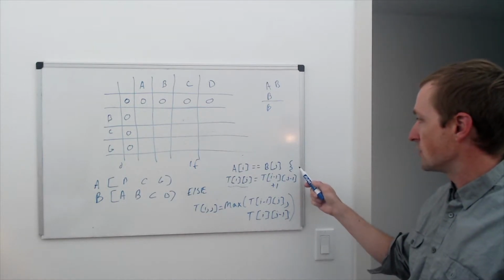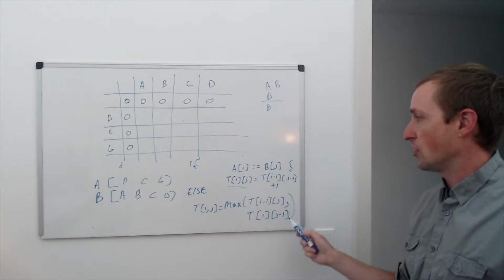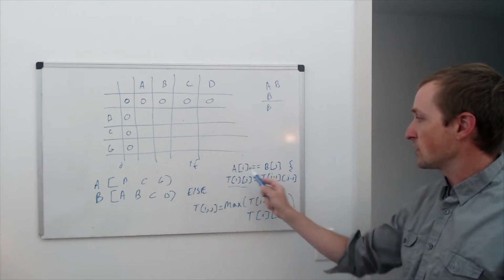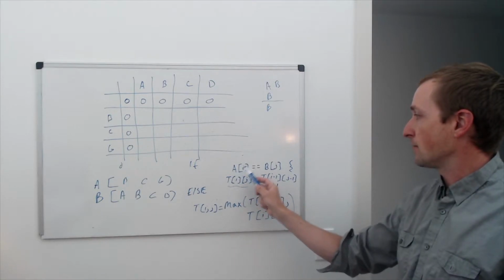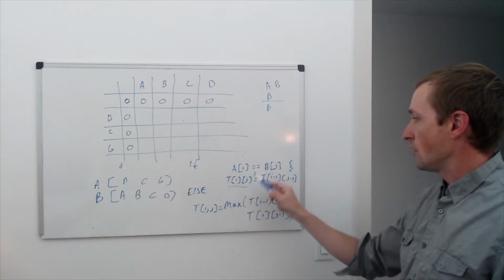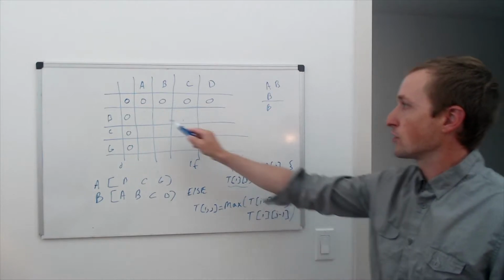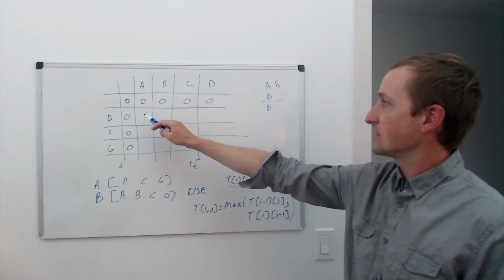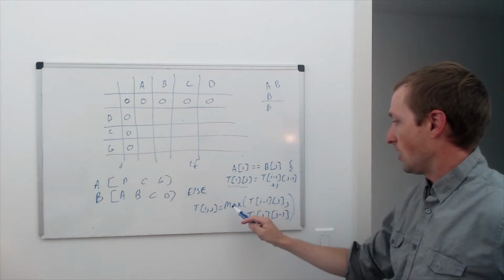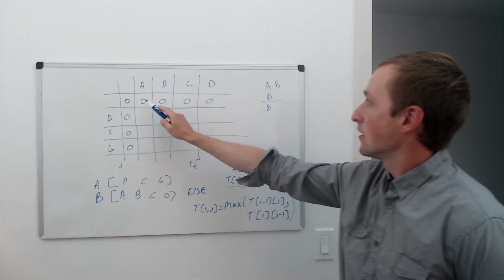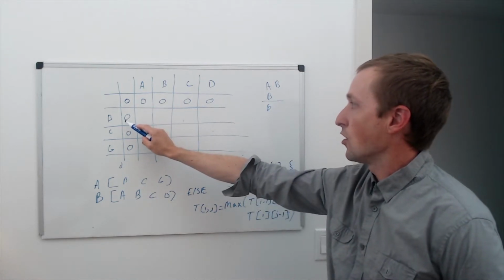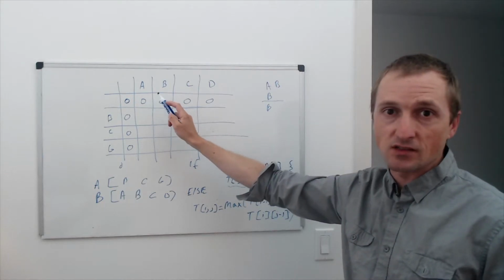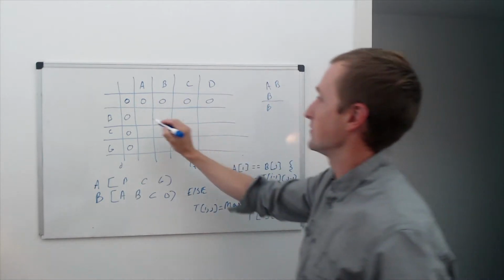So continuing on with this explanation of the equation here. You can see if the strings are equal, then what we do is we look at the previous row and column and we add 1. In this case, they're not equal, so we take the max of either the previous row or the previous column. You can see in both of these examples, it's 0 and 0. So the max of 0 and 0 is 0.